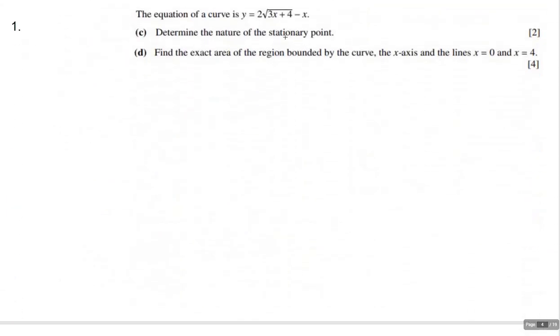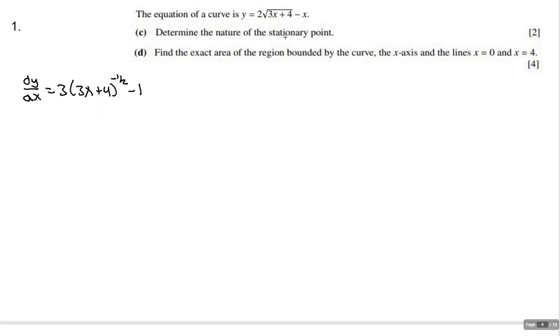And now they want to determine the nature of the stationary point. So keep in mind, first derivatives are used to find the slope of tangent lines. And then second derivatives are used to find the nature, and the nature of a stationary point means whether it's a maximum or a minimum. So in this case, let's go ahead and get some of our stuff caught up. Our derivative was equal to 3 times 3x plus 4 to the negative 1/2, and then minus 1. That was our derivative.